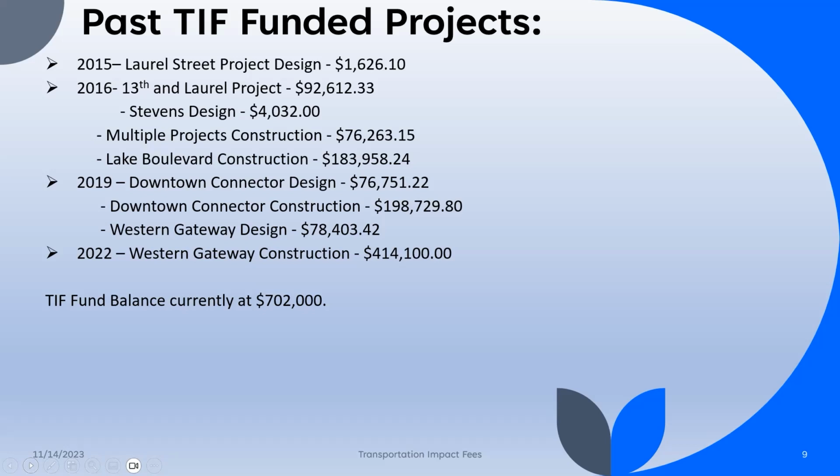So past projects: Laurel Street, 13th and Laurel, that was way before my time here. There was a bunch of projects that were constructed about the same time that included Laurel again and Lake Boulevard. Some of those were all together in the same time. The next big one was Downtown Connector, construction and design, which used traffic impact fees. Those were capacity creating projects. They added quite a bit of thoroughfare. And then Western Gateway, we used traffic impact fees on that to offset some of our matches to the state. We currently have about $700,000 in the traffic and transportation impact fee fund.